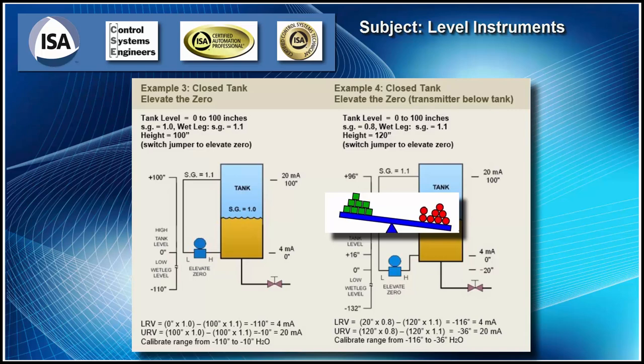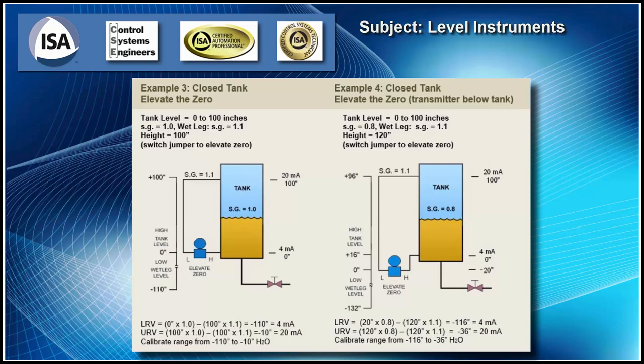Okay, let's do the calculation because this one's a little confusing. So our lower range value is 20 inches, we're 20 inches below the tap of the tank, times 0.8, so we have 20 inches of process fluid in there. So that's 20 times 0.8, minus 120 inches on the wet leg times the specific gravity of 1.1, and that will give us minus 116 inches, or 4 milliamps, which would be 0%. That's our lower range value.